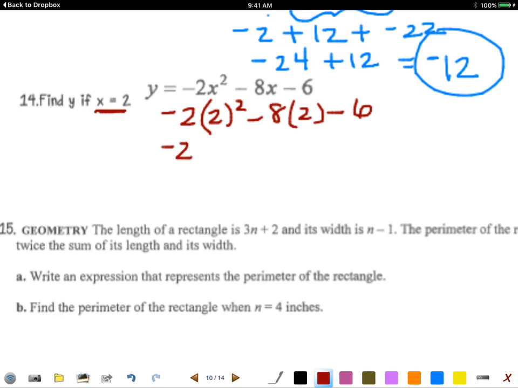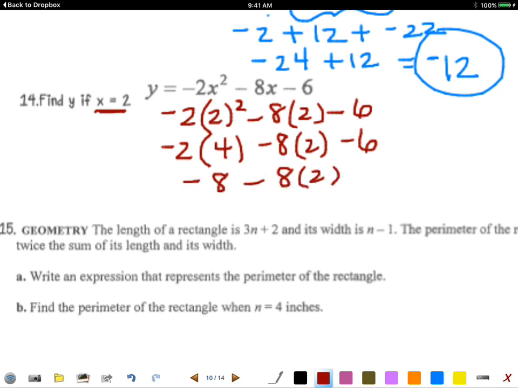So I'm going to leave this negative 2 out front, times 2 times 2 is 4, and I'm going to bring the rest of this down. Now let's do this multiplication out front. Negative 2 times 4 is negative 8. Bring the rest of this down. Now I have a bunch of addition and subtraction. So any subtraction, I'm going to go ahead and add the opposite.